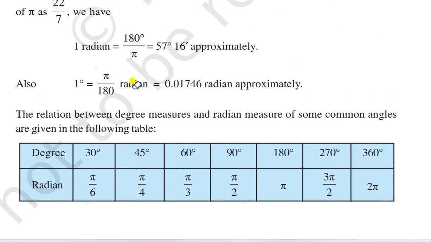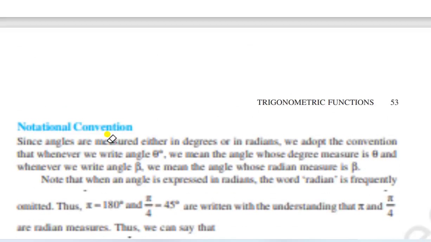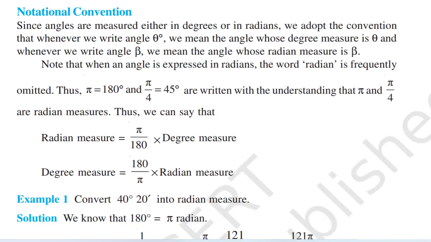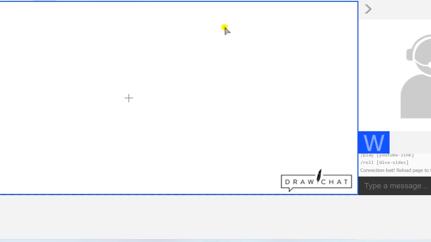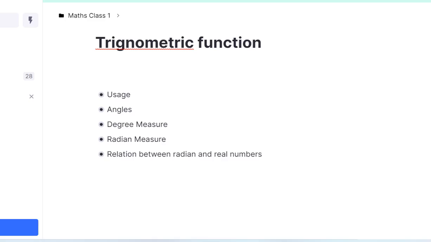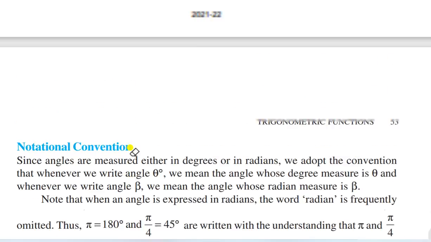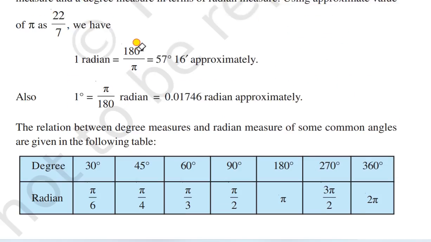One degree radian measure is pi by 180. One radian measure is 180 by pi degrees. Here you can see the degree symbol, right? Here it is degrees and here it is radian. So we are changing it into the same unit.